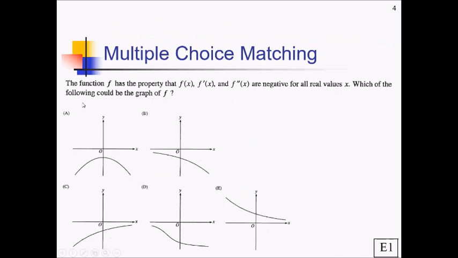We're going to do a couple of examples now using all our connections. Pause the video and try this one out. We're just trying to match: if a function has a negative f, f prime, and f double prime, which of these could the original function be?